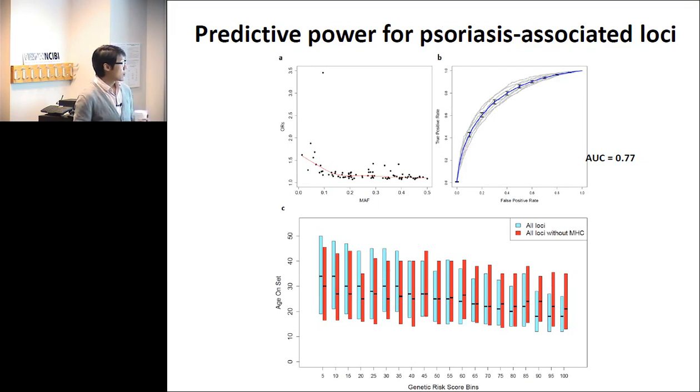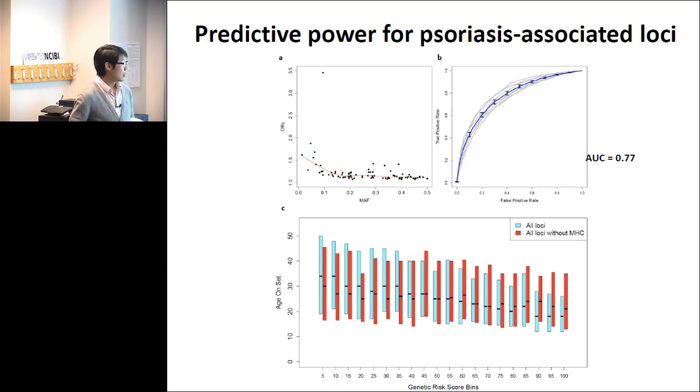At the same time, when using the effect size of different loci to devise a genetic risk score, we are able to correlate that with the age of onset of psoriasis. We separate the MHC because it again has the largest effect size on the risk of psoriasis. We compare the model with or without MHC, and both show a correlation between the age of onset of psoriasis and genetic risk score.